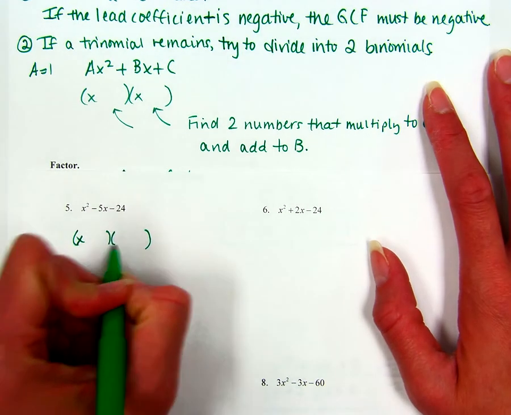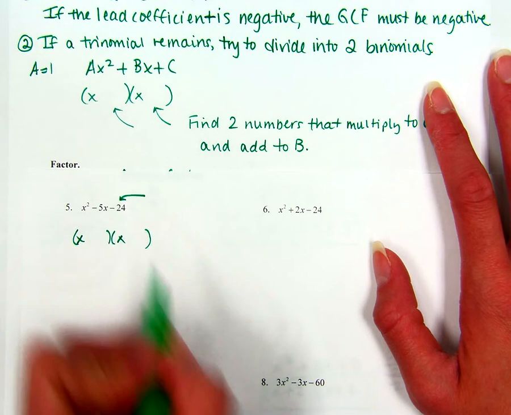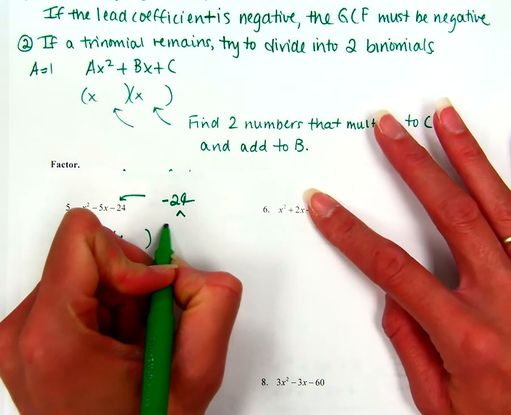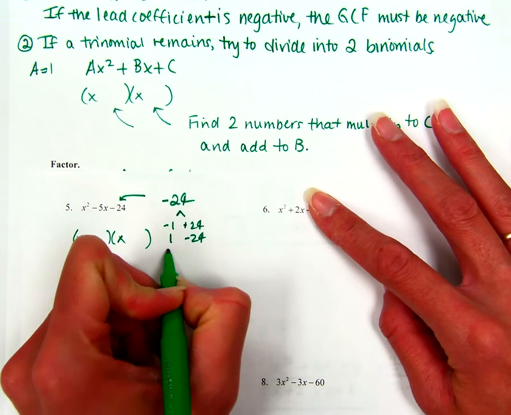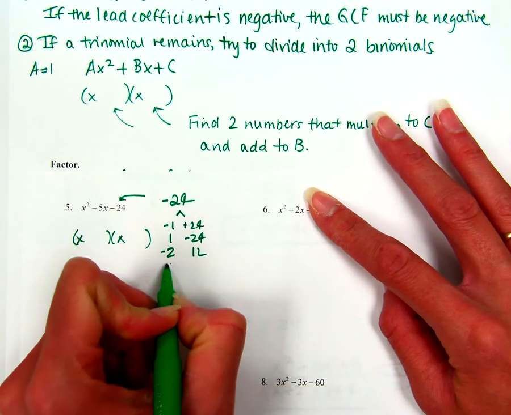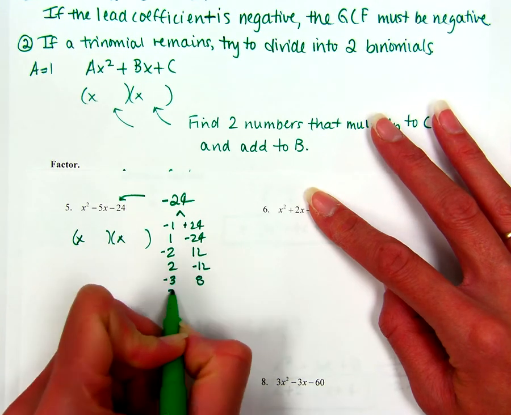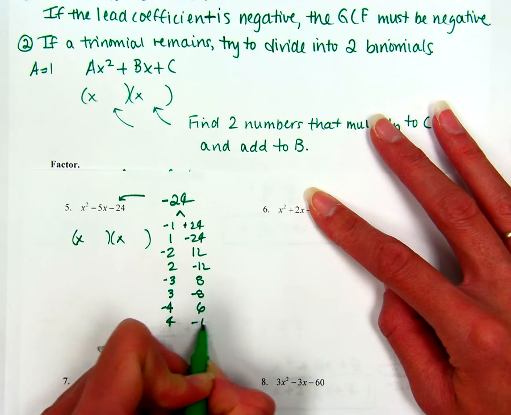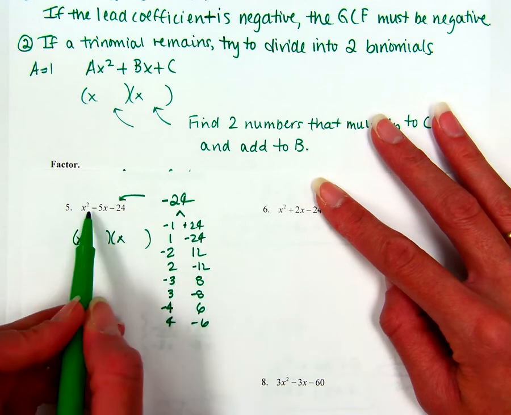Since it's x squared, I know that it's going to be x and x. So now I need to look at what multiplies to negative 24. Well, I could have negative 1, positive 24, or vice versa. I could have negative 2 and 12, or positive 2 and negative 12. I could have negative 3 and 8, positive 3 and negative 8, negative 4 and 6, or 4 and negative 6.